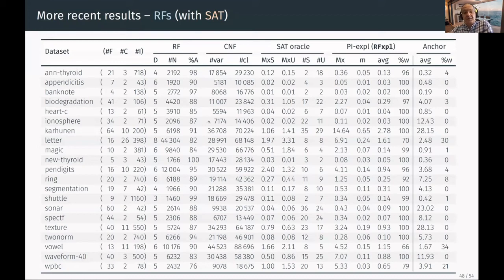The size of the formulas that we're getting, by the way, this is pure propositional encoding, so we can use a SAT oracle. And the times that we got to get the explanations in total.